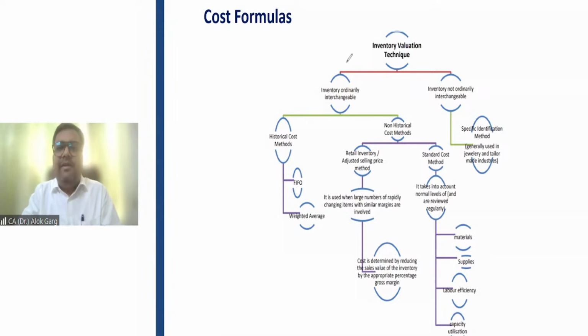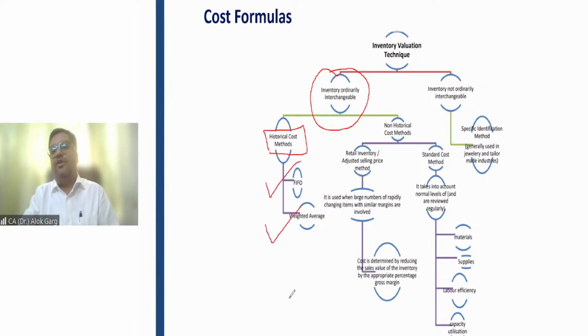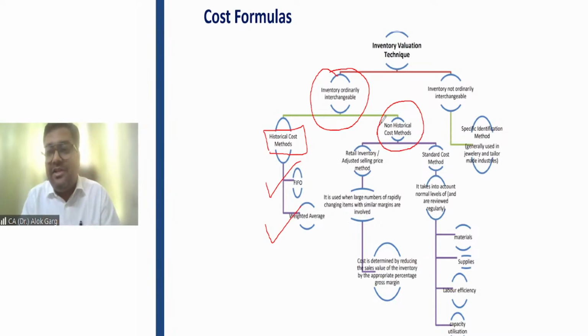And if the inventory is ordinarily interchangeable, then the historical cost method: simple, FIFO, weighted average. Historical cost is the traditional method. Inventory is ordinarily interchangeable means no specific identification. But what is the modern, non-historical method? If the inventory is ordinarily interchangeable, with no specific identification, then either you can go with the retail sale price method or you can go with the standard cost method.